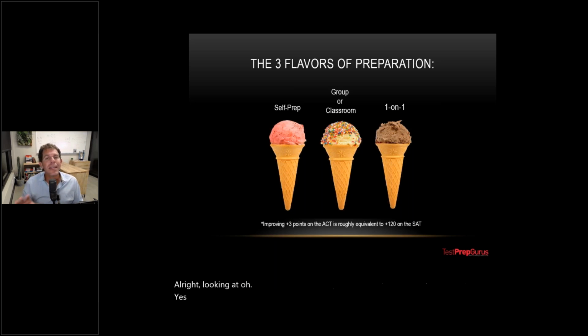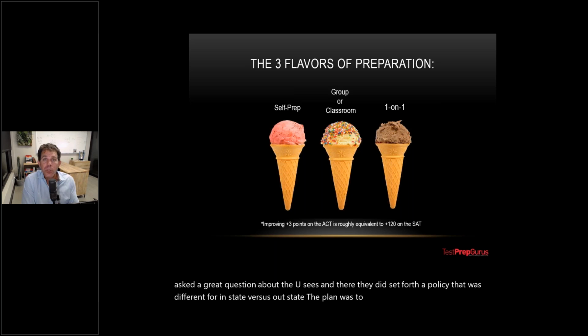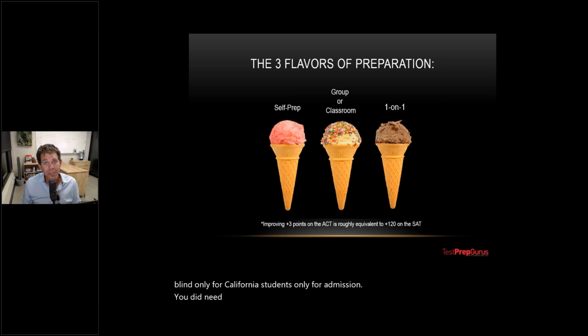Yes, now at the UCs, it is complicated right now. Hannah asked a great question about the UCs, and they did set forth a policy that was different for in-state versus out-of-state. The plan was to move from test optional to eventually being test blind, only for California students, only for admission, but they did need test scores if they wanted to be considered for scholarships. I cannot believe that their policy will remain that convoluted and confusing, because we've already seen how much confusion a policy like that will create.